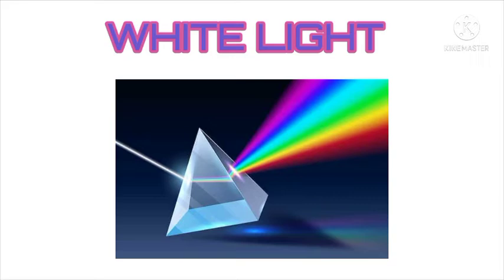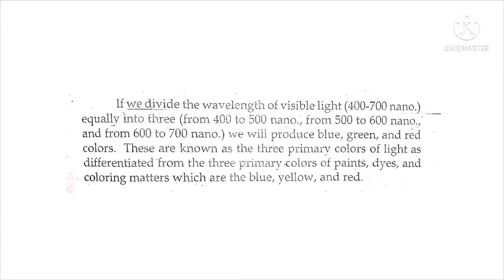If we divide the wavelength of visible light, 400 to 700 nano, equally into three, from 400 to 500 nano, from 500 to 600 nano, and from 600 to 700 nano, we will produce blue, green, and red colors. These are known as the three primary colors of light, as differentiated from the three primary colors of paints, dyes, and coloring matters, which are blue, yellow, and red.